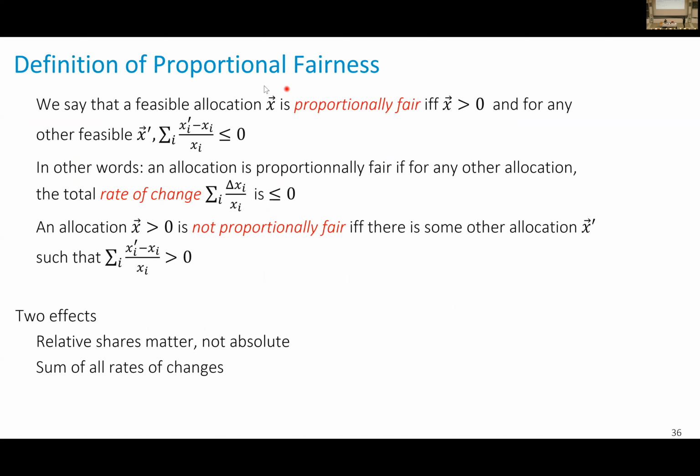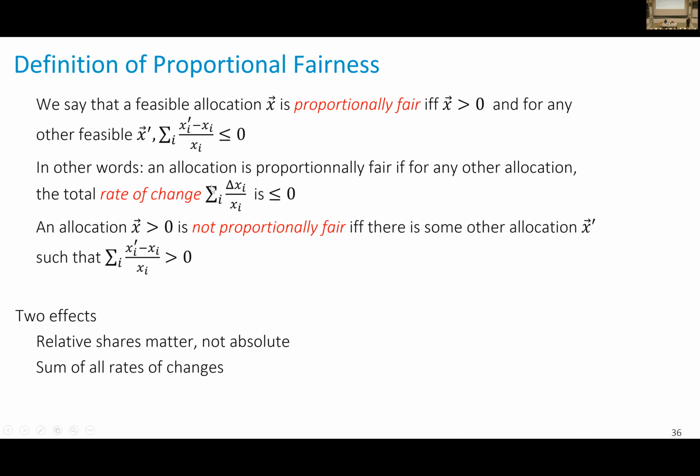So we say that a feasible rate vector x is proportionally fair if, for any other feasible allocation, first, it applies only if we can make sure that every source gets at least a positive value, because we have a denominator here. This thing is the rate of change. So it is saying I have two allocations, the first and the second. I look at the delta for every source, and I look at the aggregate of the deltas, but not by summing the delta, but by summing delta divided by x, which is the relative change.